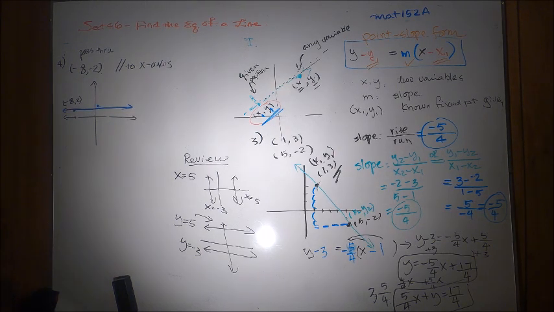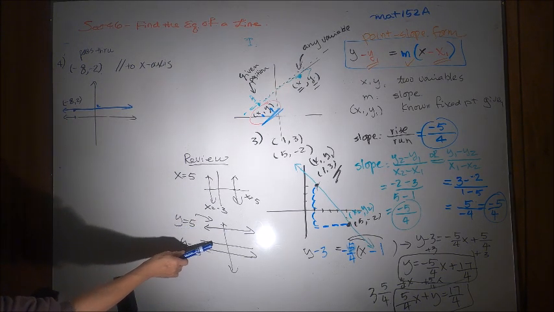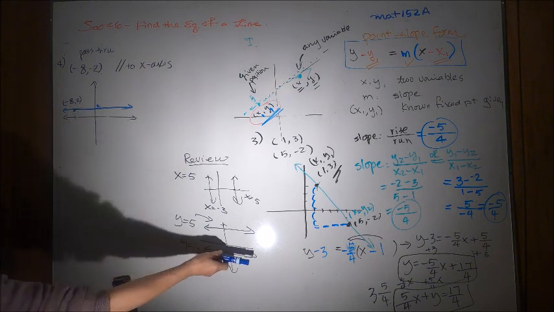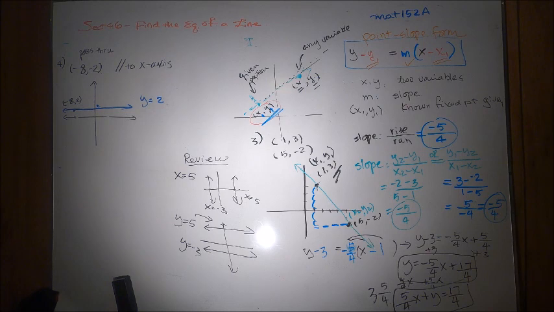How do you write your line? You can just write it directly. So you use this horizontal line, right? Y goes through wherever. So this line would be what? Y is 2. That's how you do it.